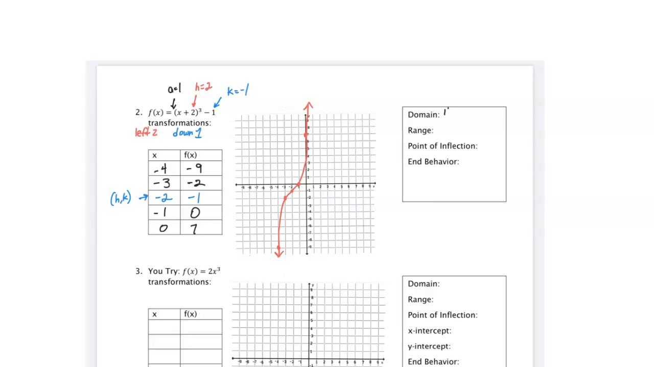Our domain and range for cubics, again, both are all real numbers. Our inflection point is the same as our h, k, which is here. It is the point negative 2, comma negative 1. And end behavior, as x is going towards the left, our graph on the left is going down, so towards negative infinity. And as x is going towards the right, our y is going up, so it's going up towards positive infinity. That's our end behavior statements.